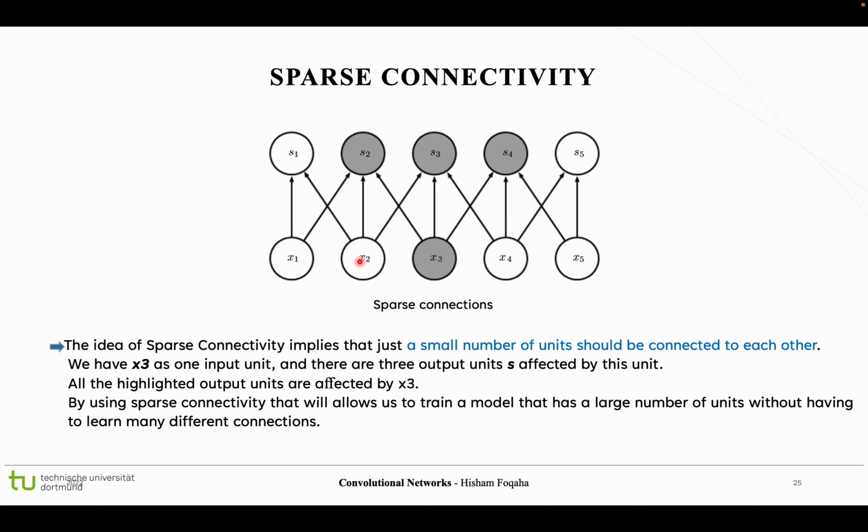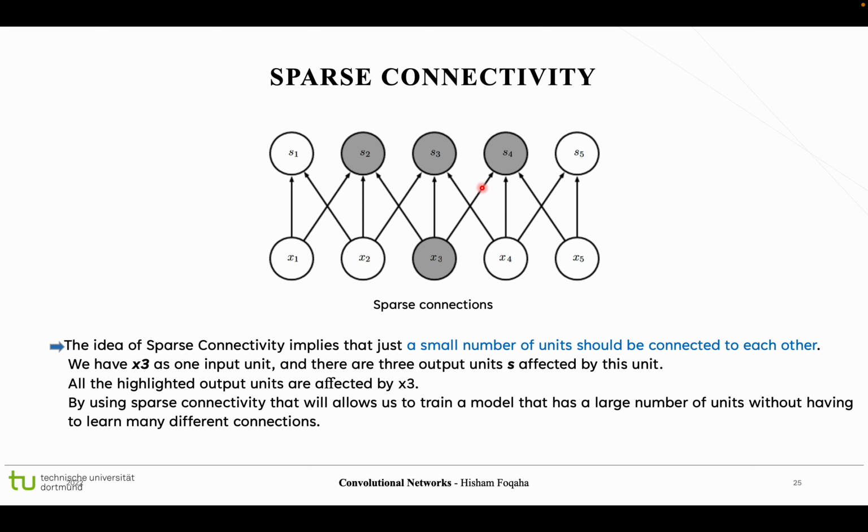So now let's talk about sparse connectivity. The idea of sparse connectivity implies that just a small number of units should be connected to each other. In this illustration, we have x3 as an input, and x3 affects output units in the next layer. You can see all these highlighted output units are affected by x3. So x3 affects s2, s3, s4.